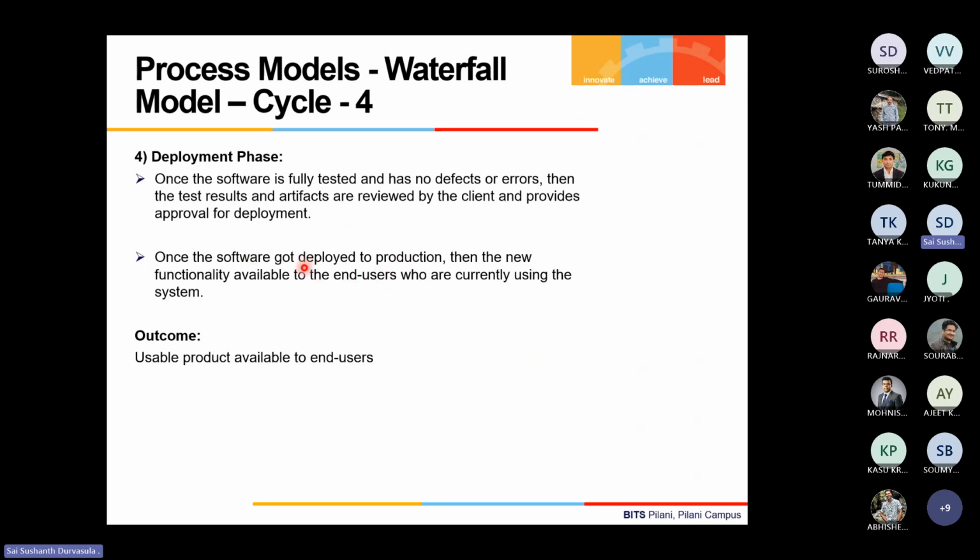Right, and even if the software is deployed, that doesn't end the responsibilities of DevOps. They still have to monitor it, maintain it, and so on, like we discussed. Right? So here the outcome is a usable product available to the end user.